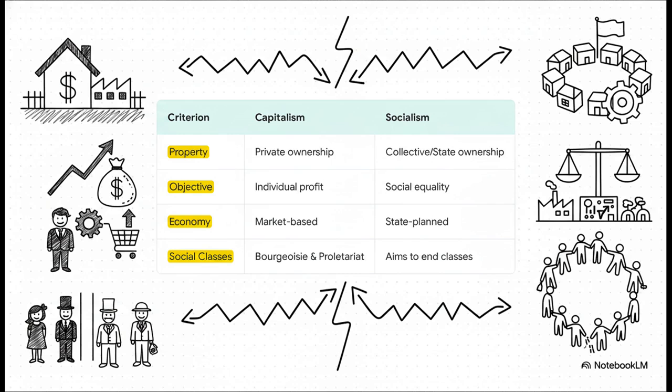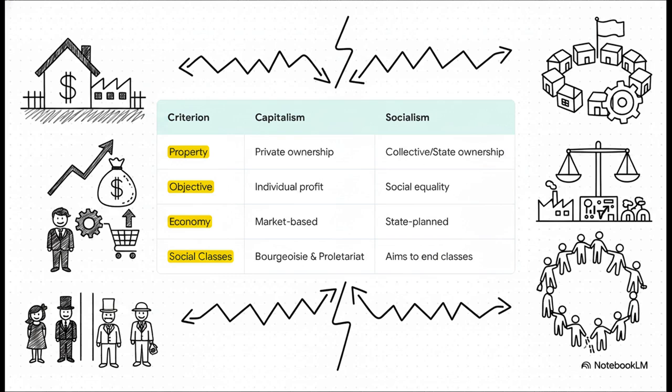Okay, let's put these two head to head. This table really cuts right to the chase. Look at property. It's private versus collective. Simple as that. Then the objective, is it about individual profit or is it about social equality for the group? When you look at the economy, capitalism runs on the free market, right? But socialism has historically used a planned economy where the government is in the driver's seat.